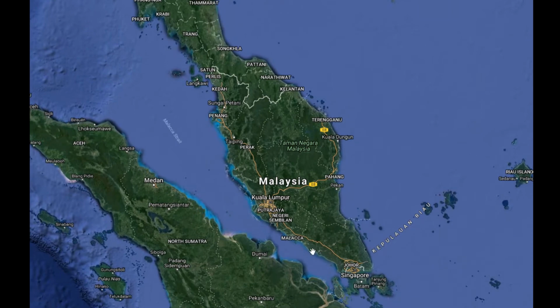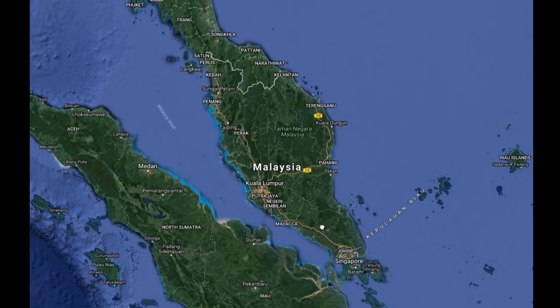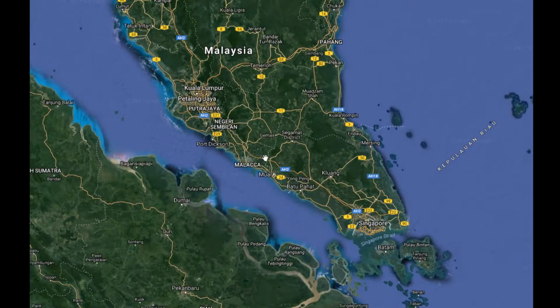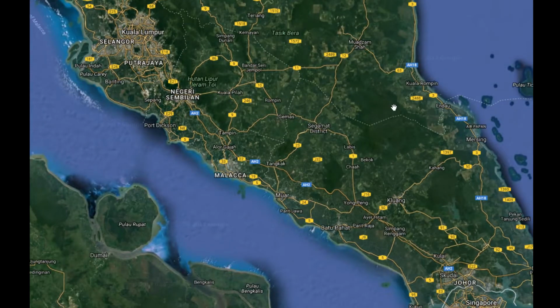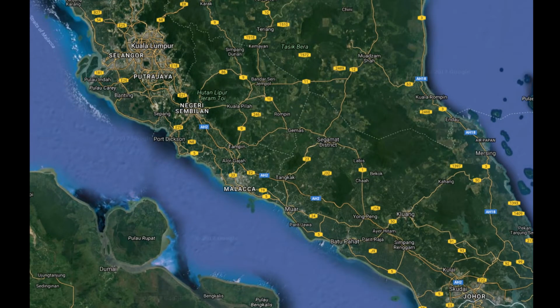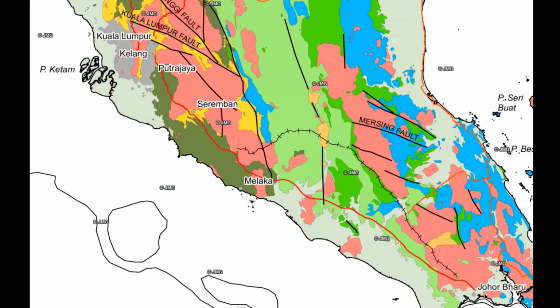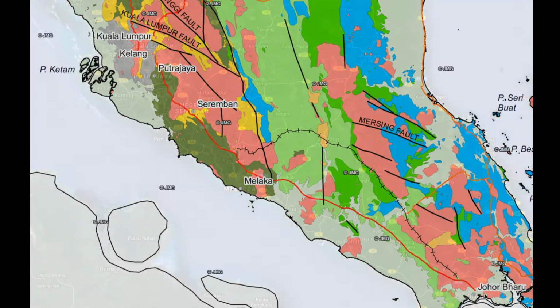The last region in the Peninsula covers Selangor, Kuala Lumpur, Negeri Sembilan, Melaka and Johor. The major fault lines are the Kuala Lumpur fault line and Bukit Tinggi fault line on the upper part, and the Mersing fault line at the other side. The geological setting has even distribution among Permian-Jurassic, Ordovician-Silurian, Triassic and Quaternary near the shoreline.